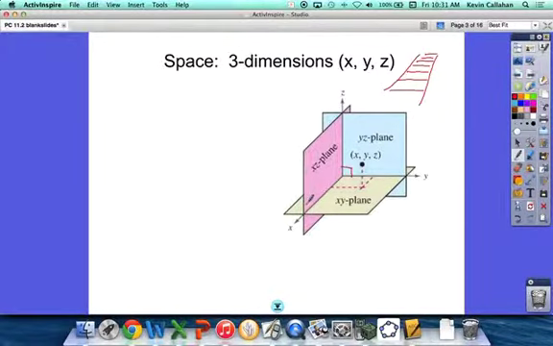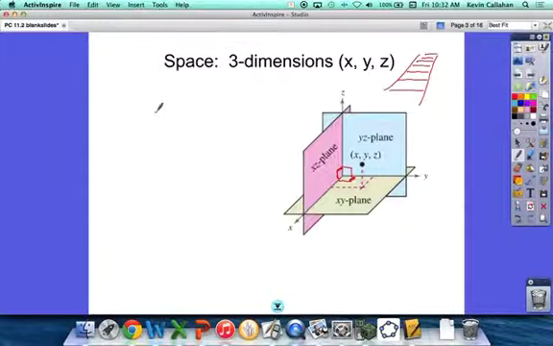This x is coming out of the board, and it is also perpendicular, right? It's got to be perpendicular to that, and it's got to be perpendicular to that. Those are all right angles. And this thing here is just trying to show those 3.